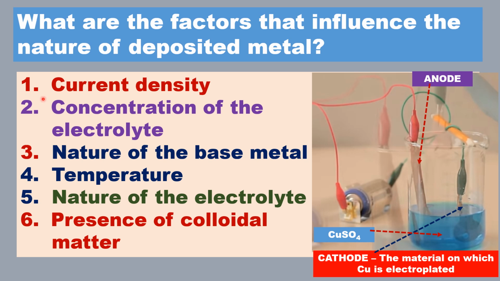Current density and concentration of the electrolyte. If the current density is high and the concentration of the electrolyte is high, then the deposition will be faster, okay, and the quality of the electroplating also varies with these factors. The nature of the base metal and temperature also affect electroplating, because an increase in temperature increases the mobility of the ions and enhances the rate of electrodeposition. The nature of the electrolyte and the presence of colloidal matter in the electrolytic solution also matter.